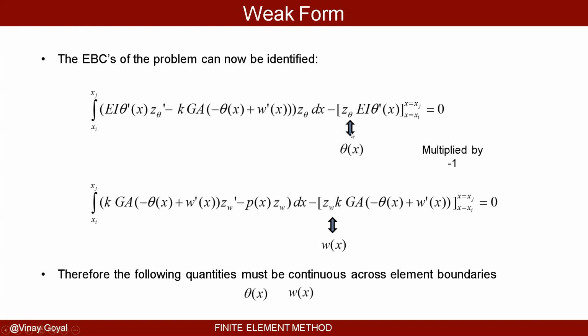And notice how w and theta must be continuous across element boundaries. That's how we determine what quantities are the unknowns at every node. We determine that by identifying what the essential boundary conditions of the problem are. And here you can see theta and w have to be continuous across element boundaries, and therefore theta and w are the unknowns at the boundaries of the element. So very exciting stuff. We're making great progress.